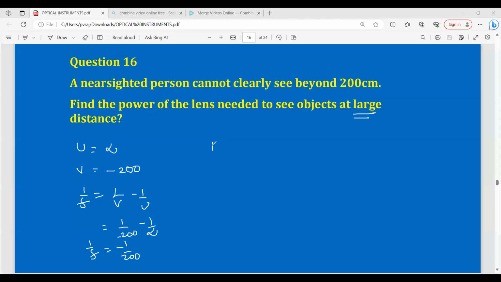Power, they're asking. Power, in centimeters, the formula is 100 by F. So that is equal to 100 into 1 by F, which is given as minus 1 by 200. Now what happens to the power? This is minus 1/2, that is, minus 0.5 diopters.